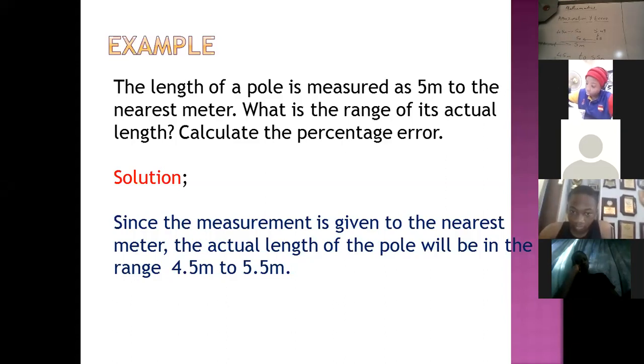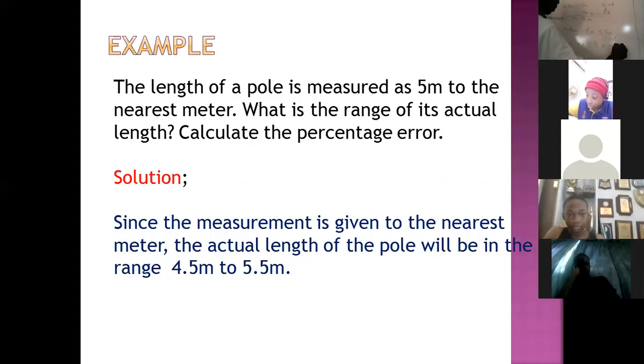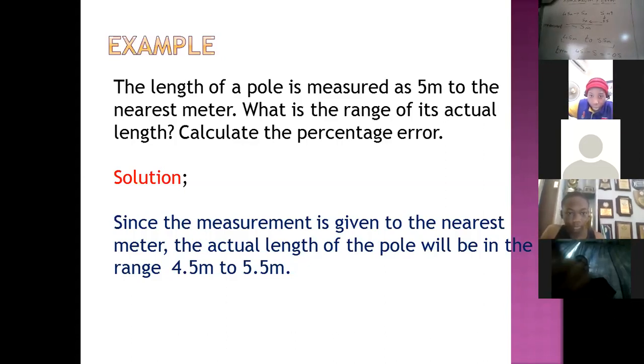Now, how do we calculate the percentage error? To calculate percentage error, what was the error? To get the error, we have 4.5 minus 5, which gives us minus 0.5. We also have 5.5 minus 5, which gives us positive 0.5. So the error is plus or minus 0.5. I hope you can see the board.